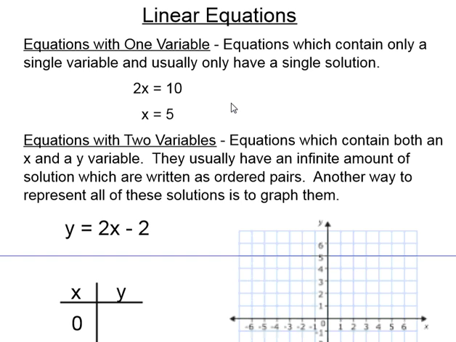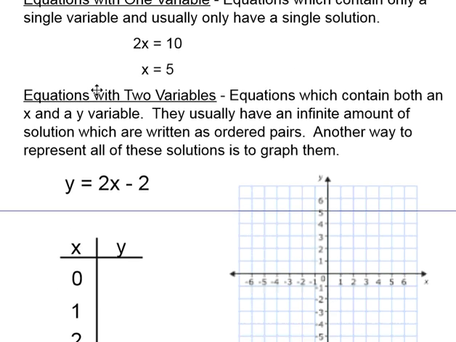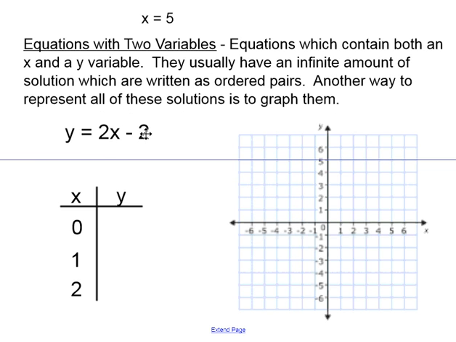Instead of just a single solution, they usually have an infinite amount of solutions, which are written as ordered pairs. And another way to represent all these solutions is to graph them. So we're going to look at an example here. I have the equation written, y equals 2x minus 2. I have a graph for us to graph it, and I started a table of values.